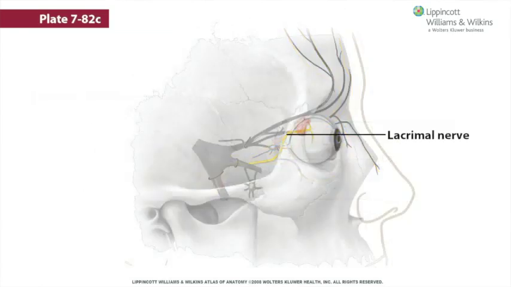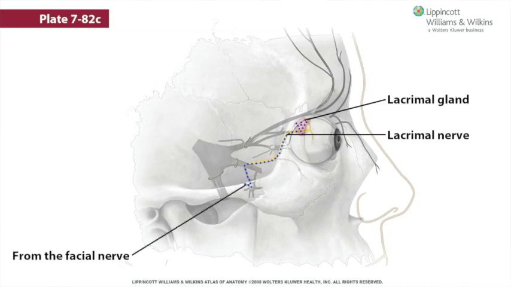The lacrimal nerve passes through the lacrimal gland and provides sensory innervation to it. The postganglionic parasympathetic fibers providing secretomotor innervation to the gland follow the lacrimal nerve to the gland, but the parasympathetics originate not from the trigeminal, but rather from the facial nerve. The lacrimal nerve continues anteriorly through the orbital septum to innervate skin on the lateral upper eyelid.